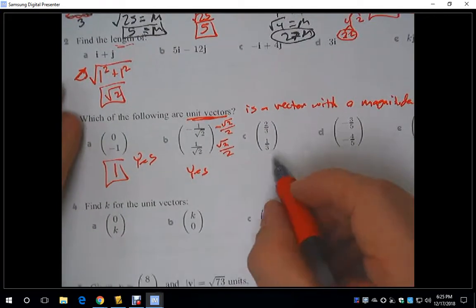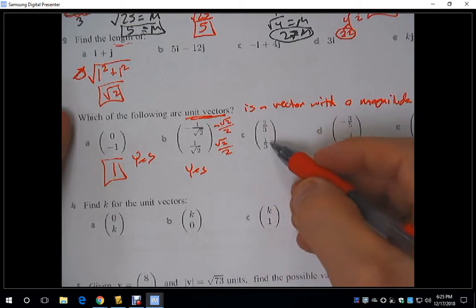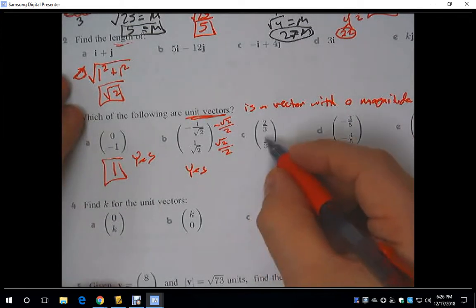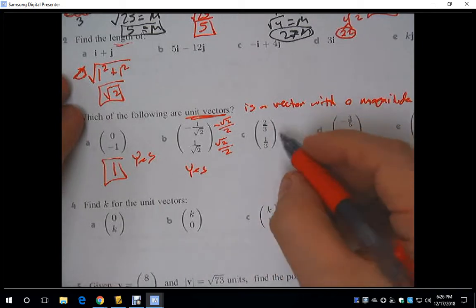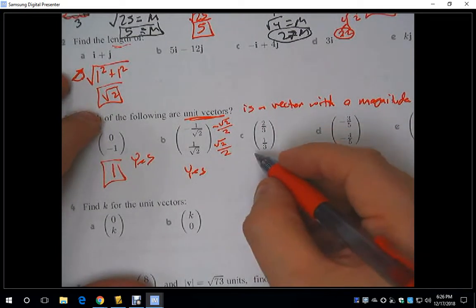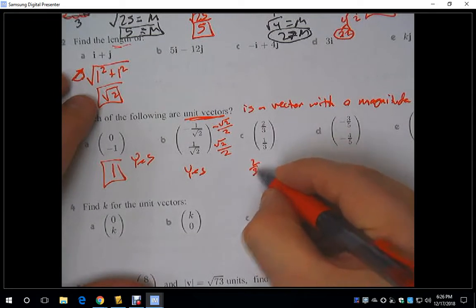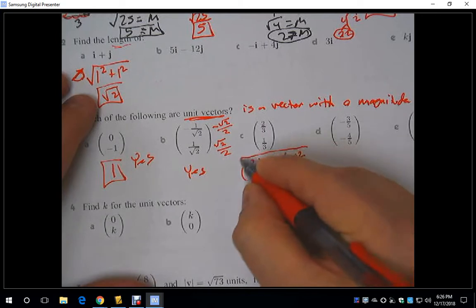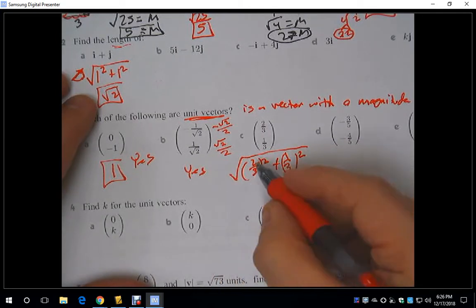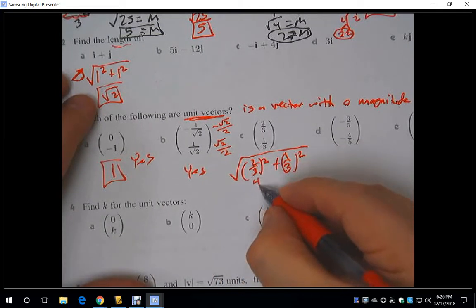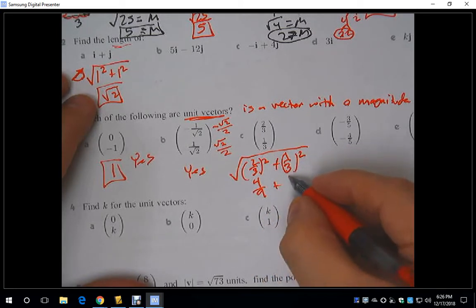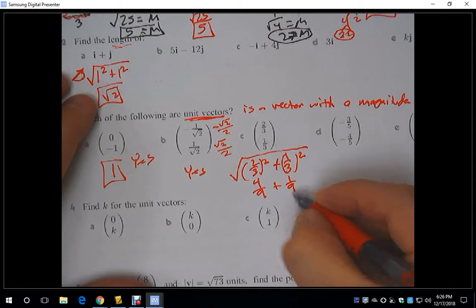So what we could do is we have 2/3 plus 1/3. It looks like if we have 2/3 in one direction and 1/3 up, it should be 1. But let's use our magnitude. So we have 2/3 squared plus 1/3 squared, all under the square root. Does this equal 1? So I have 2/3 squared, which is going to give me 4/9. And then I have 1/3 squared, which is 1/3 times 1/3, which is 1/9.